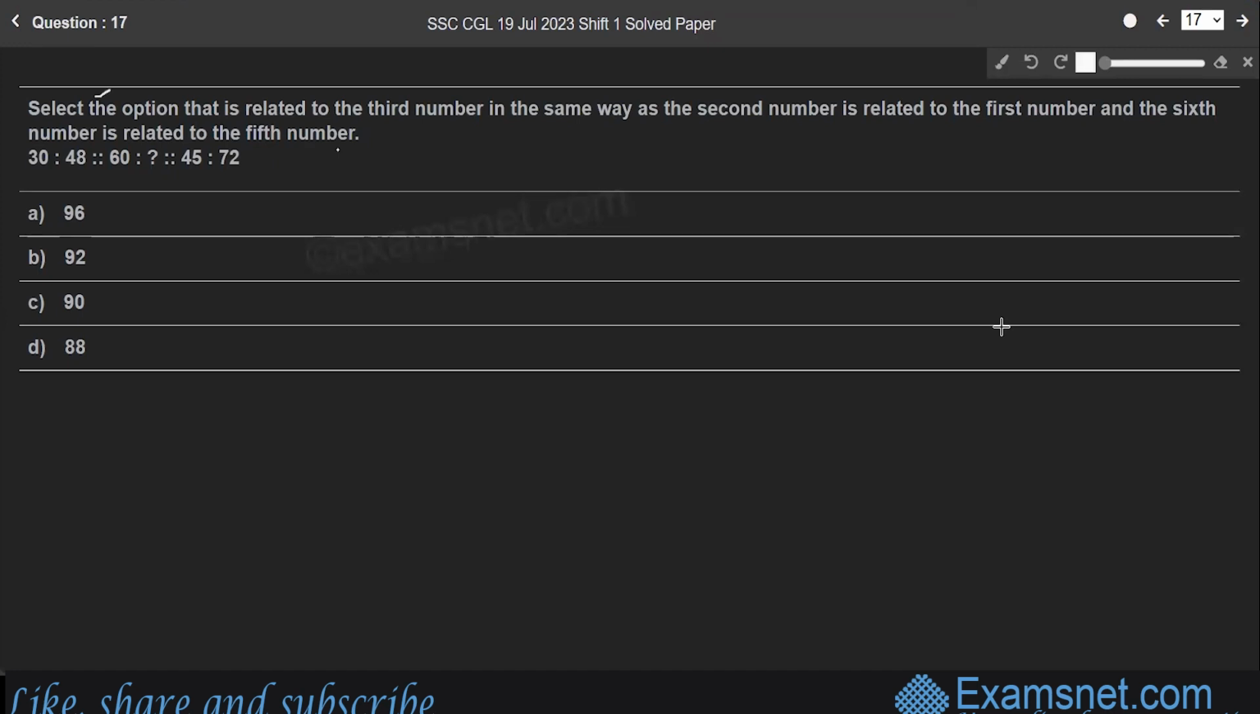Question 17. Select the option that is related to the third number in the same way as the second number is related to the first number, and the sixth number is related to the fifth number. Here, the first and second numbers are related in a certain way, so we'll find that way. We'll consider the first number divided by 5, which is 6, and 6 into 8 gives the second number. Therefore, here the logic is first number divided by 5 into 8 gives the second number.